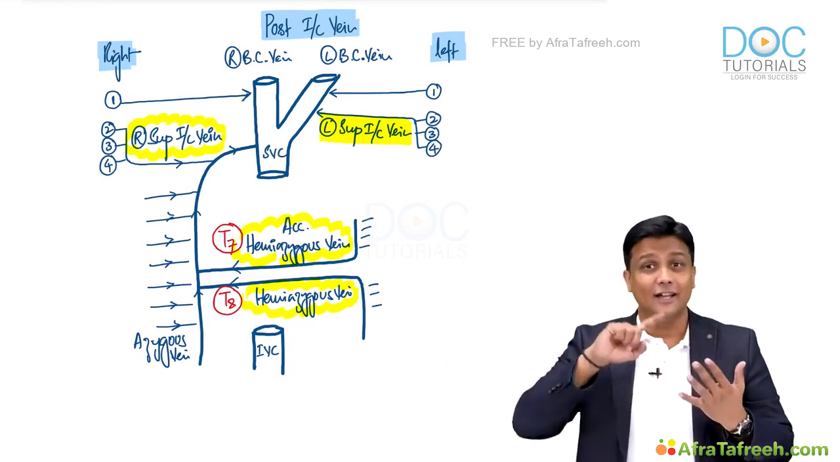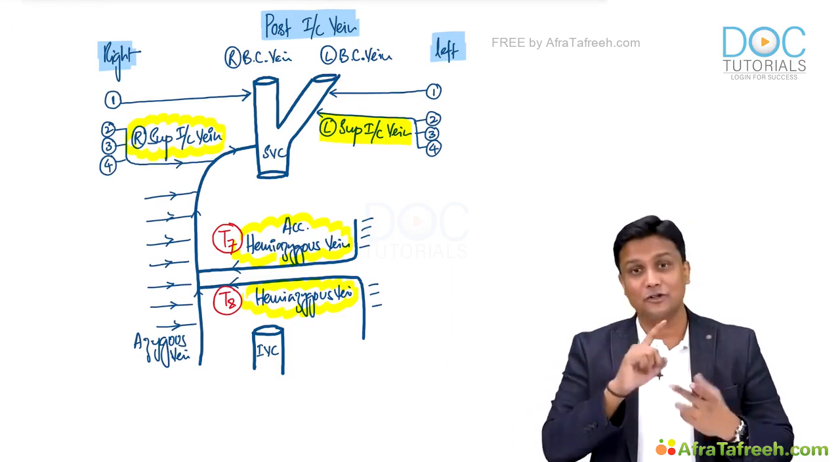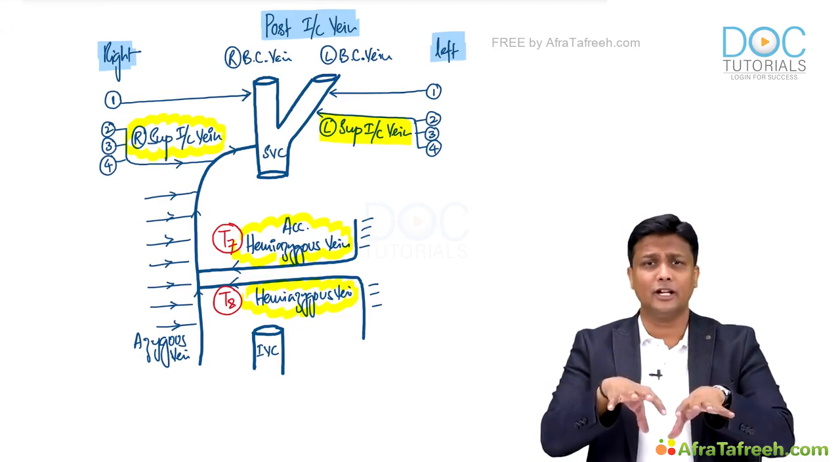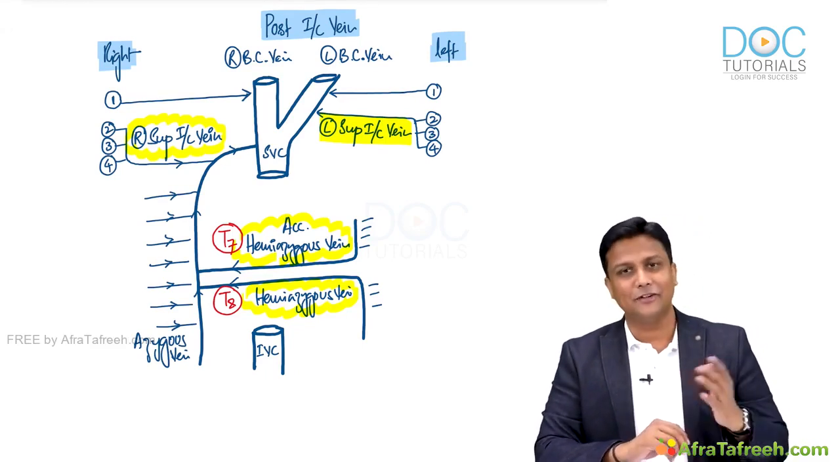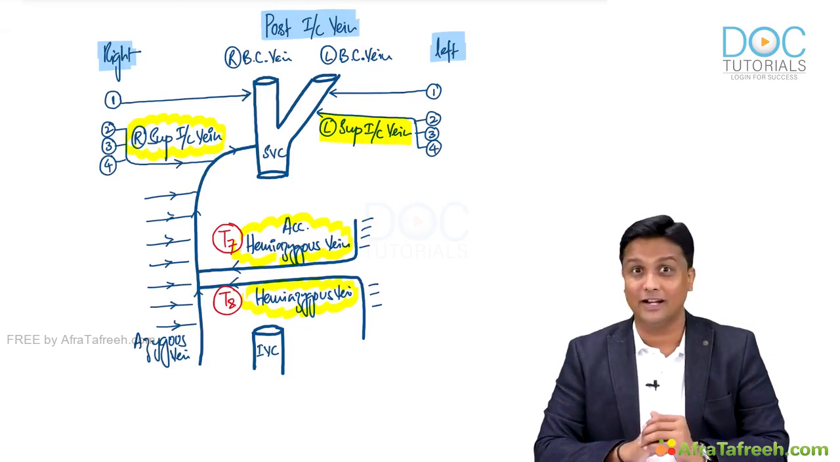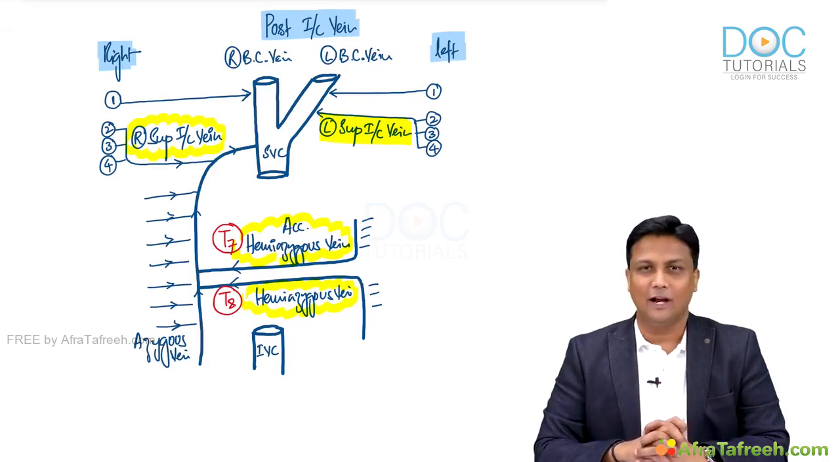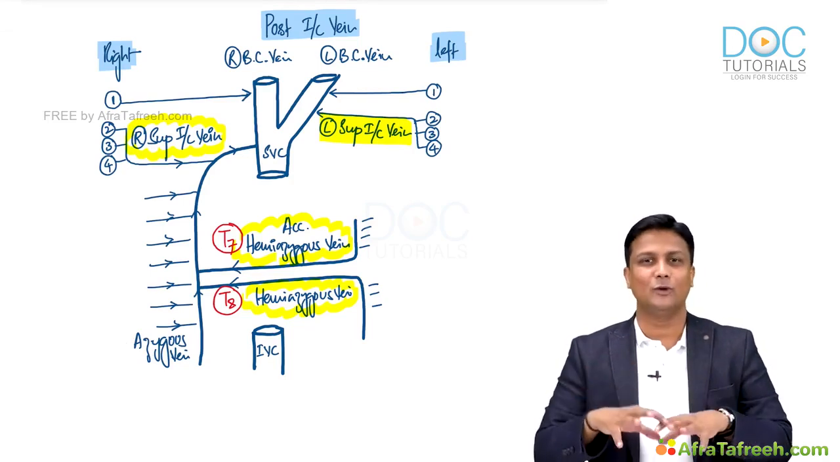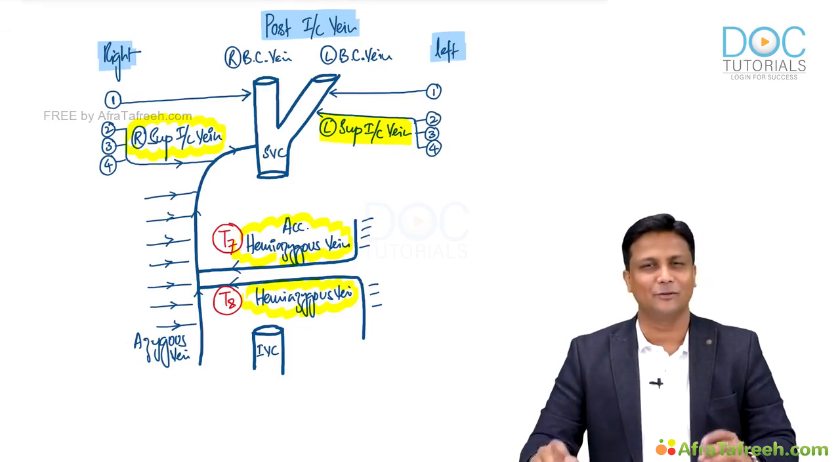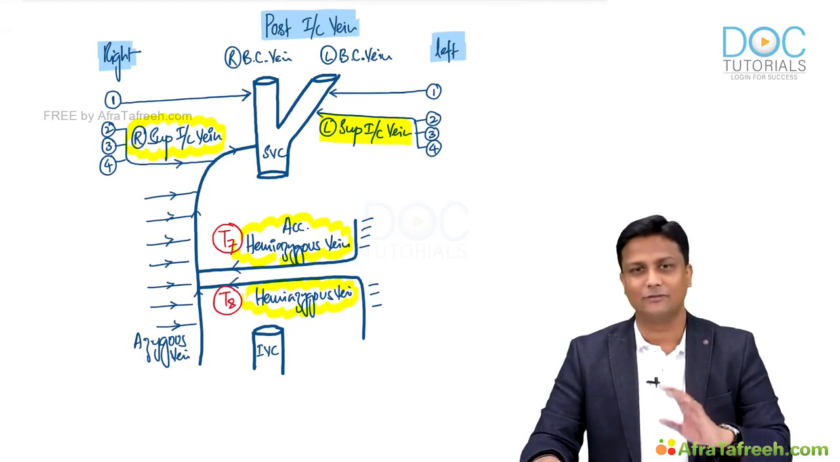So hemiazygous, accessory hemiazygous and a right superior intercostal vein, all of them are draining into azygous except one, except the left superior intercostal vein, which will drain into left brachiocephalic vein. And already this question has been asked, like all of the following veins will drain into azygous except one. Take care about that, and I think you will never make a mistake from now on.